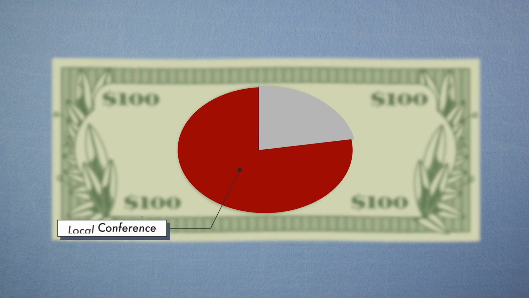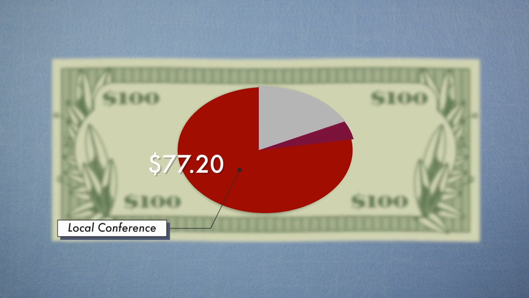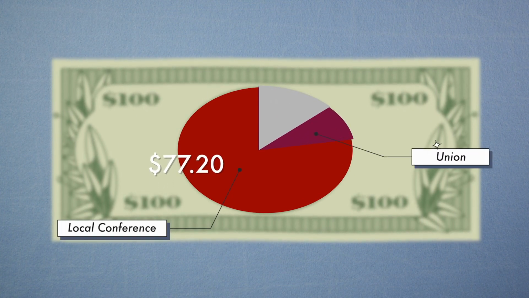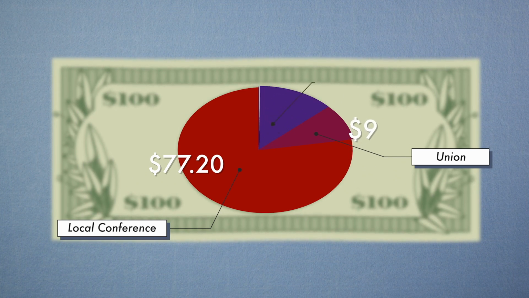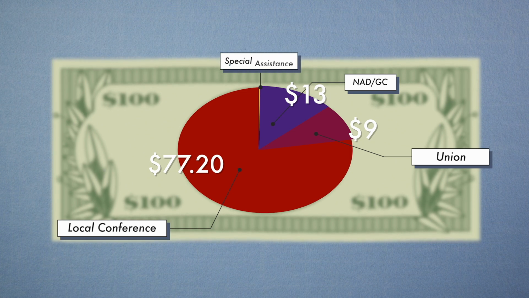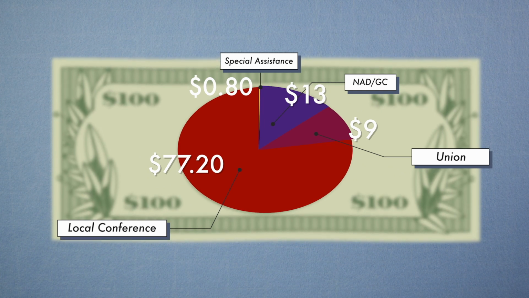Of every $100, about $77.20 stays in the local conference. About $9 goes to the union. About $13 goes to the North American Division, NAD, and the General Conference, and a little less than $1 goes towards special assistance, which helps support conferences who are less financially able.